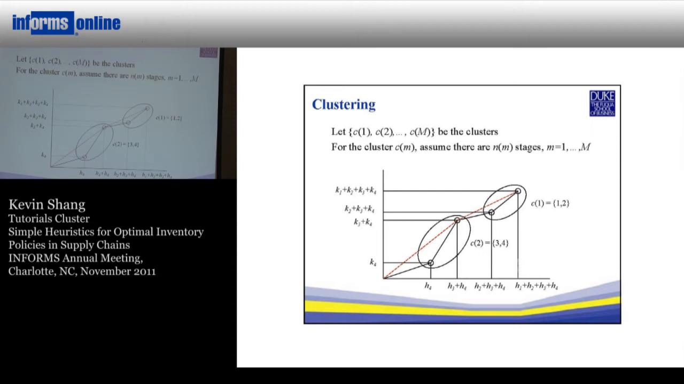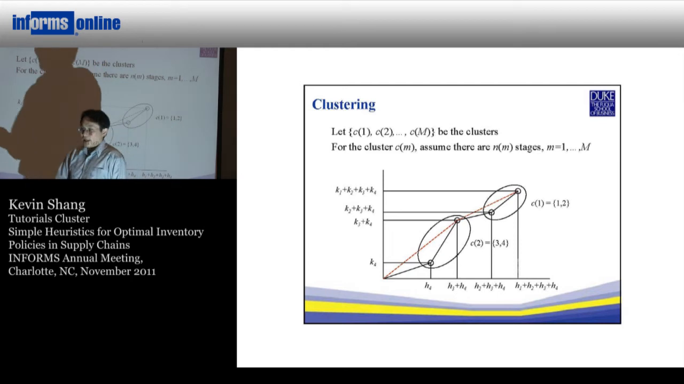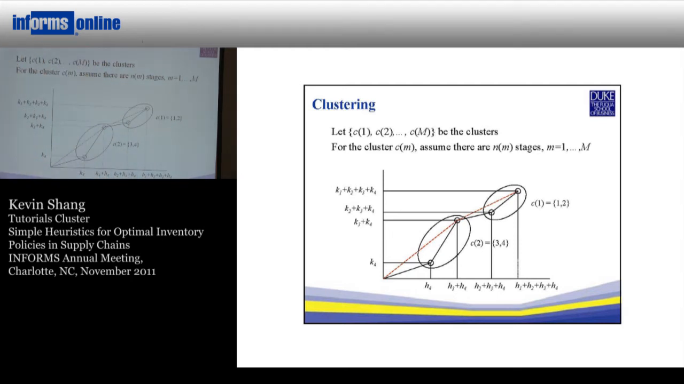So you give me a problem, you give me all the parameters, and I put it in a graph. I can tell you, okay, for this example, you have two clusters. One is stages 1 and 2, and the second cluster is 3 and 4, and the stages in the same cluster are going to use the same batch size, okay? So that's step 1. Now step 2, you may, yes?